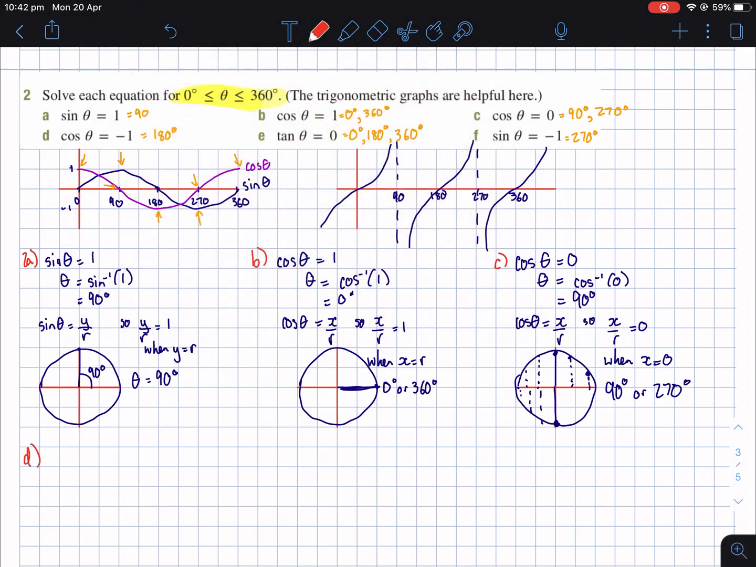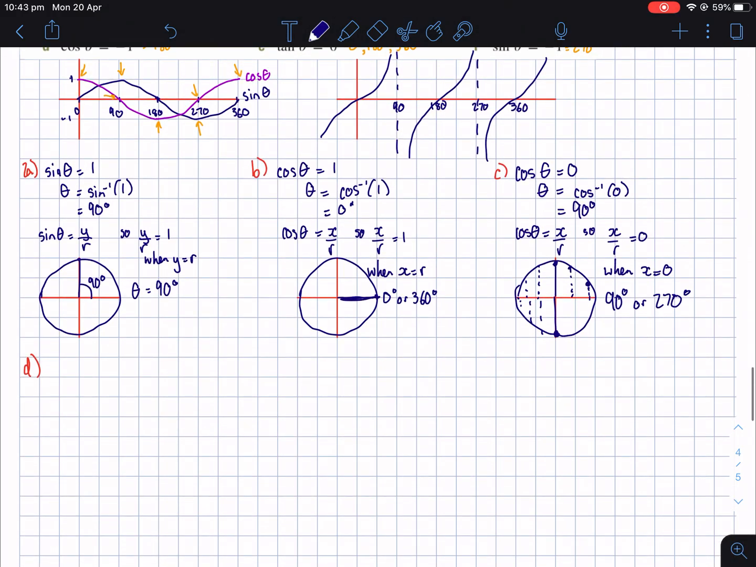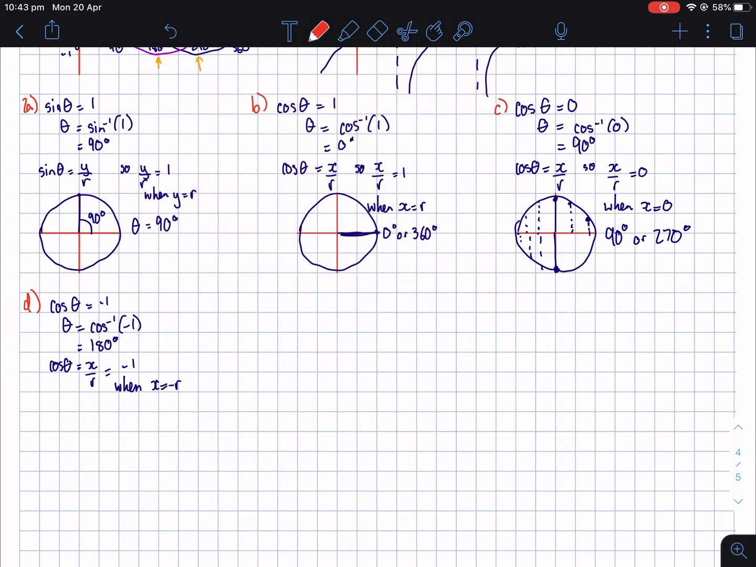For question D, cos theta equals -1. So if you chuck it in your calculator, theta equals arc cos -1, which is 180. So if we did that, cos theta is x on r equals -1 when x is minus r. Draw it. Putting our circle on. So when x is minus r, that's here, yeah? So there is only one spot, that's 180 degrees.